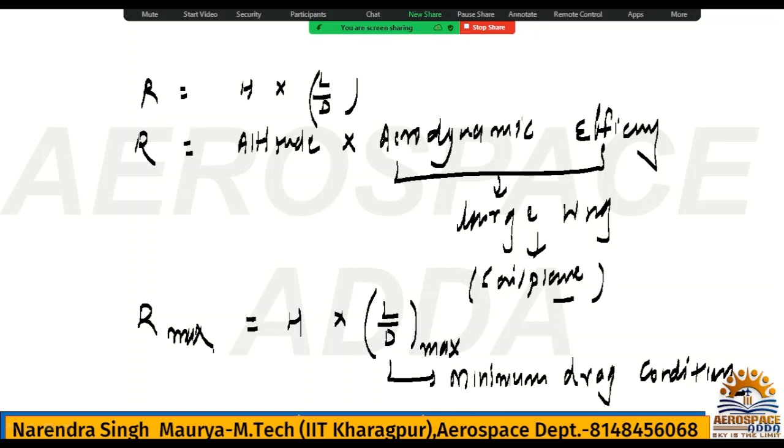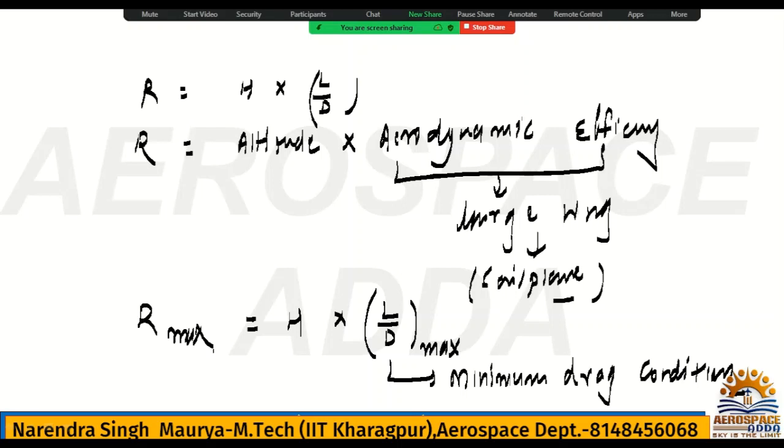So that sailplane or glider should have a minimum drag condition. Suppose there is an emergency landing and the aircraft is flying in gliding mode. That aircraft should fly with minimum drag condition, so it will cover maximum range. Hope you understood. This is a very practical thing, the practical application. This is the real time example I'm saying. It happens.